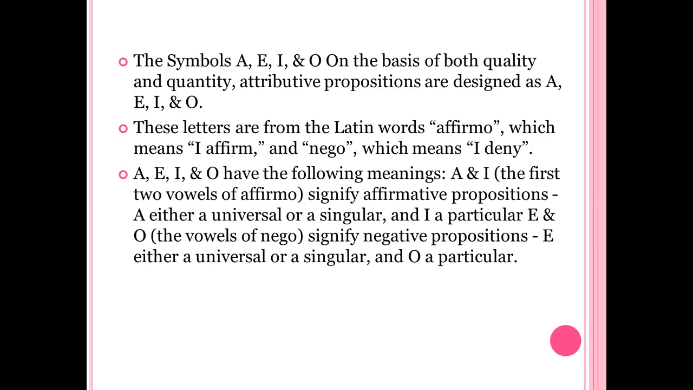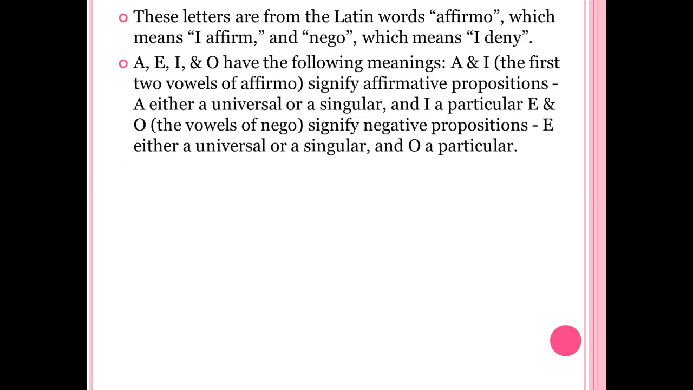A and I, the first two vowels of affirmo, signify affirmative propositions. A is either universal or singular, and I is particular. Meanwhile, E and O, the vowels of nego, signify negative propositions. So E is either universal or singular, and O is for particular.